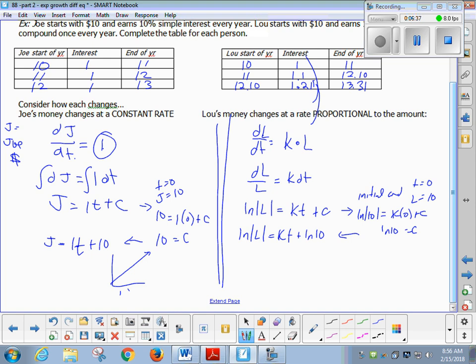Now our goal is to find the L equation. So let's talk algebra. How do I solve that equation for L?